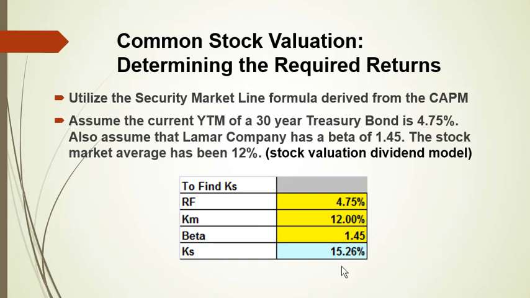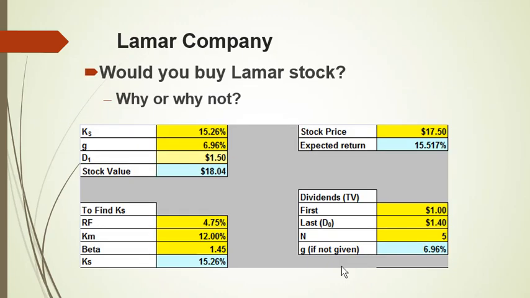So again, we know we're thinking about the future, not the past, so we might want to make some corrections here. For this particular stock, here's our growth rate, 6.96%. Required return is 15.26%. We know that the most recent dividend was $1.40. When you plug that into our worksheet, this stock has a value of $18.04. If we include a price, the current price is $17.50. We then come up with the decision question.